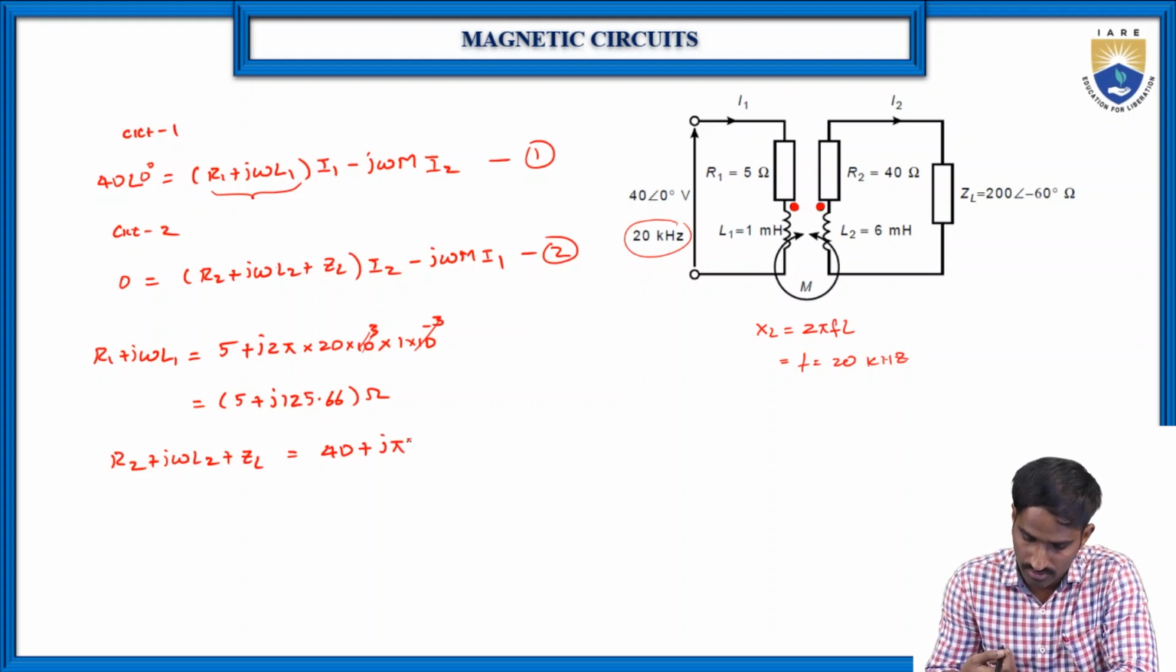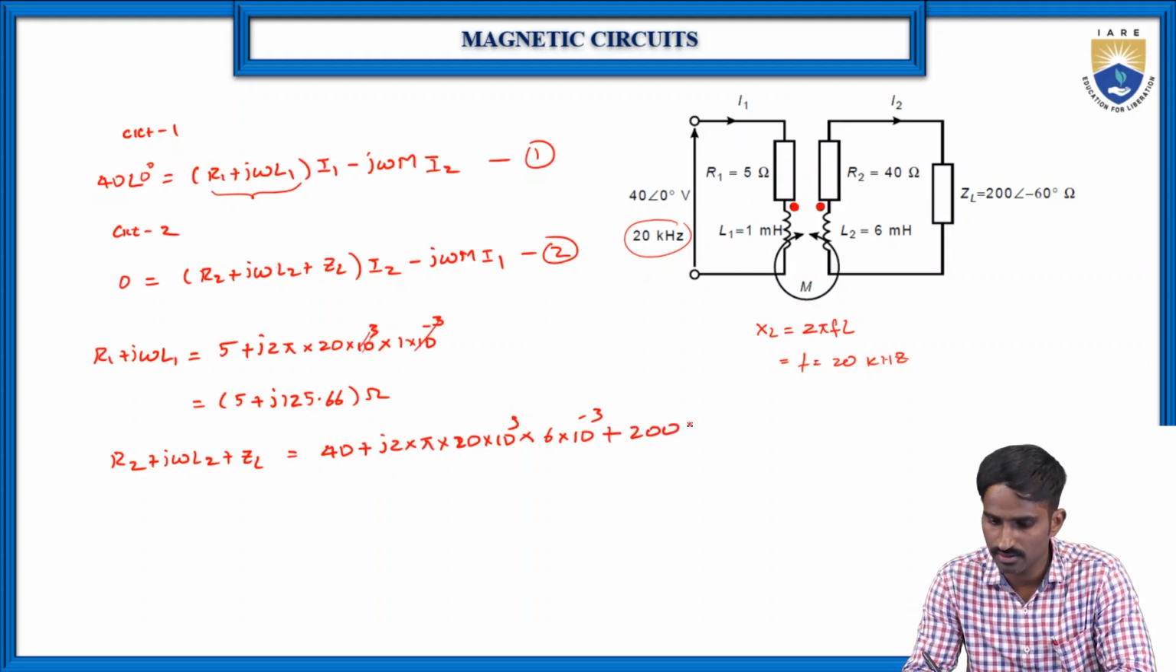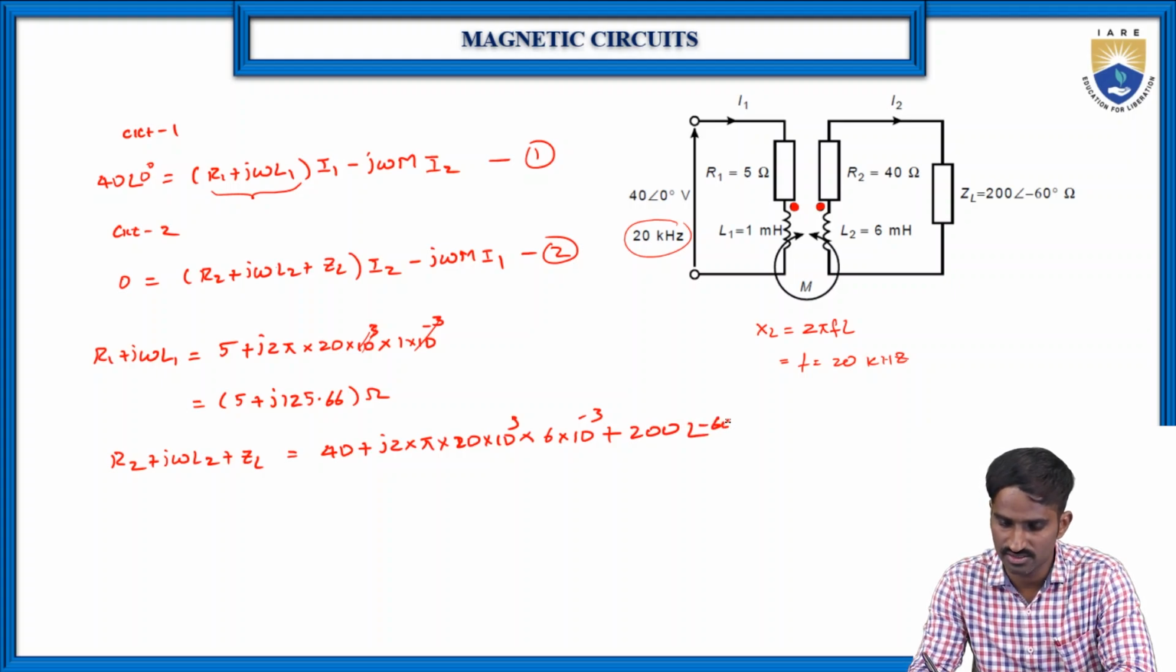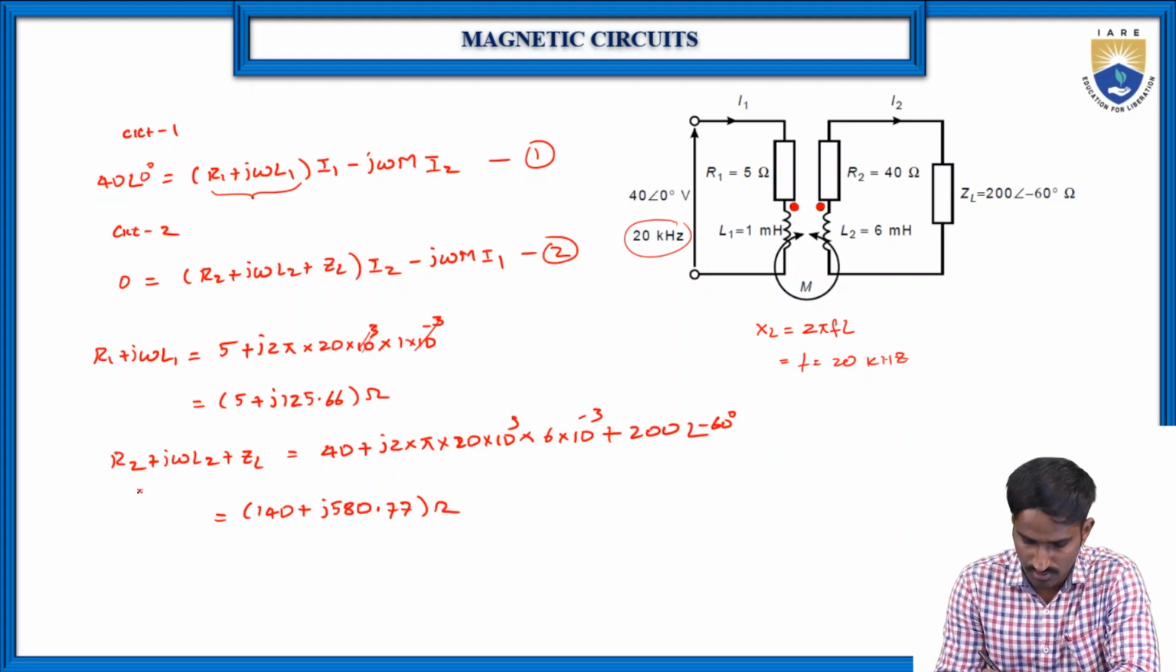Omega is equal to 2 into pi into f, where f is 20 into 10 to the power of 3, into L2, which is 6 into 10 to the power of minus 3, plus ZL, which is 200 at an angle of minus 60 degrees. If you simplify this, you will get 140 plus j580.77 ohms. So this is this value.